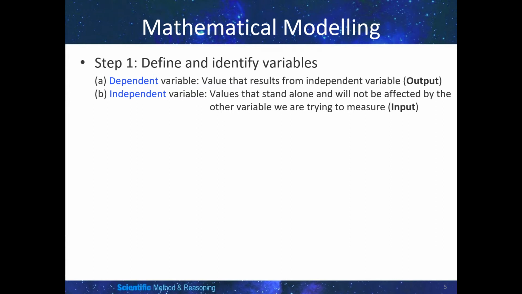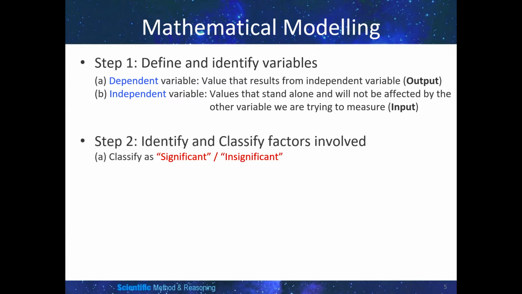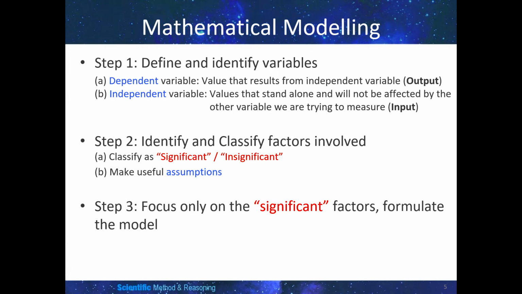Now we can move on to step 2, which is to identify and classify factors involved. It is important that we classify factors as significant or insignificant factors, and we also need to make useful assumptions. The next step is to focus on the significant factors and formulate the model. So basically, you can just ignore the insignificant factors and exclude them from your model. Remember, the essence of mathematical modeling is to capture the salient or important aspects of your phenomenon. So you only need to take into consideration your significant factors.